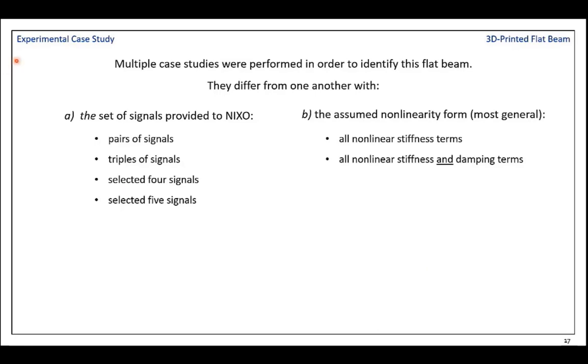Multiple case studies were conducted. They differ from one another with the number of signals provided to NIXO and with the form of the nonlinearity assumed a priori. Namely, we tested the effectiveness of this black box strategy when different pairs or triples, as well as selected 4 or 5 signals, are provided to NIXO. When it comes to the different forms of the EOM's nonlinearity, we assume that it consists of either all the nonlinear stiffness terms or of all the nonlinear stiffness and damping terms.